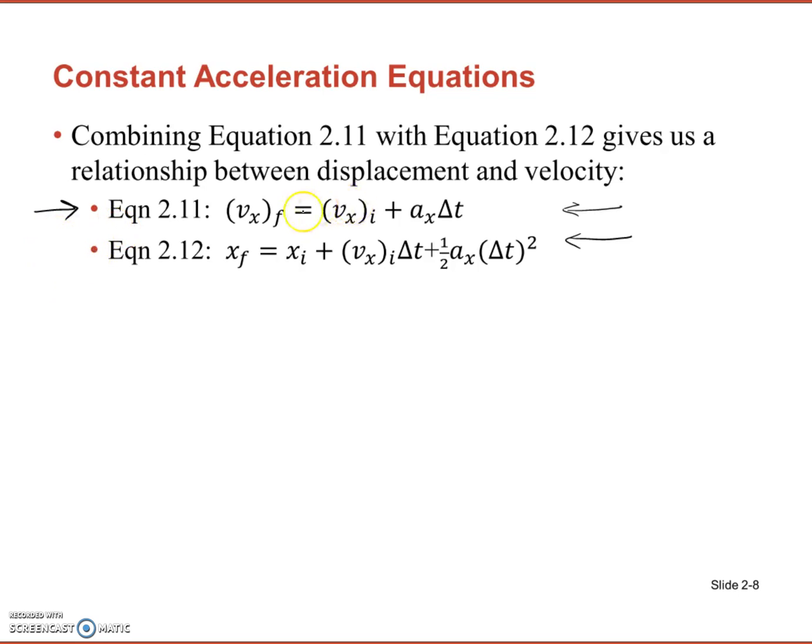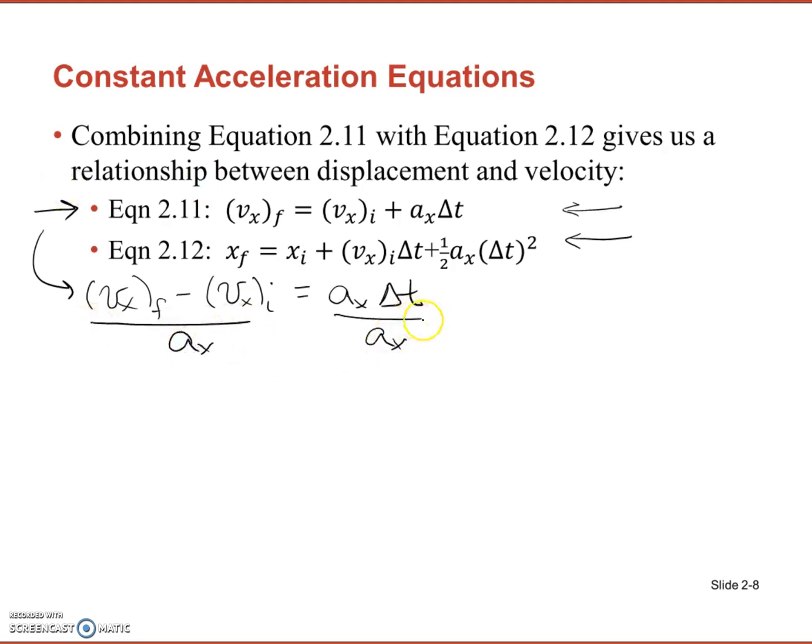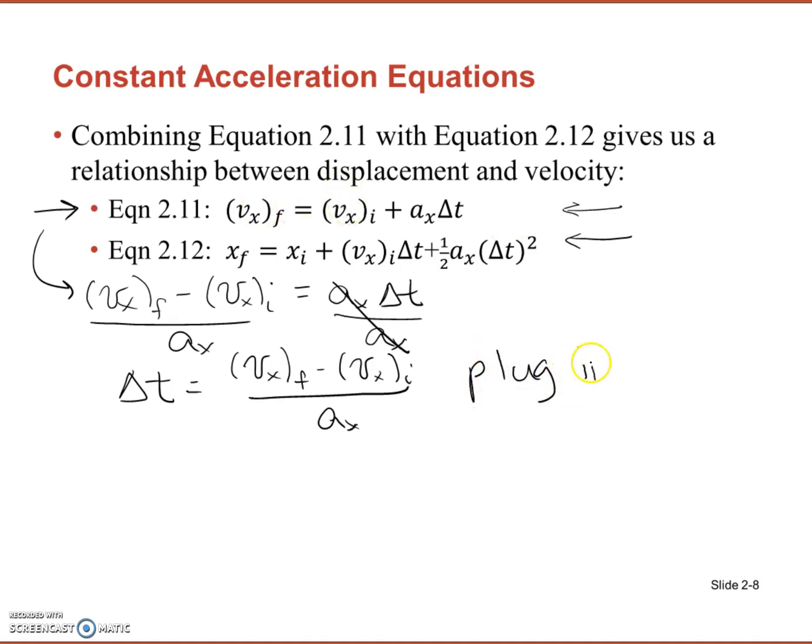So I move v_x initial to the other side. I get v_x final minus v_x initial is equal to a_x delta t. That's just moving the initial velocity over. Then I can divide both sides by the acceleration. The acceleration cancels on the right-hand side, and I see that delta t is equal to v_x final minus v_x initial over a_x.